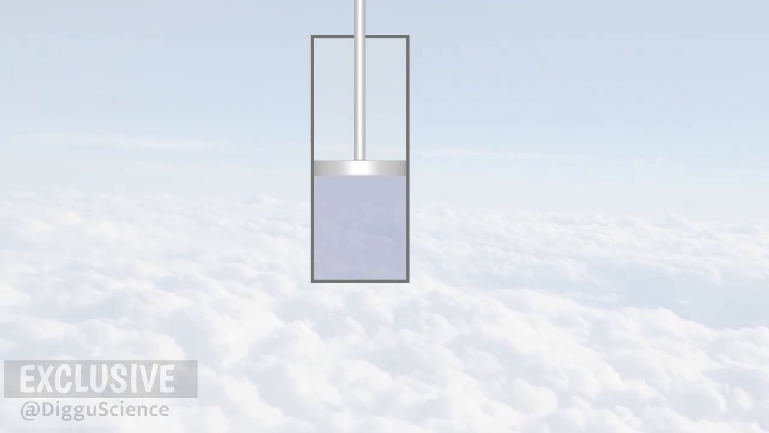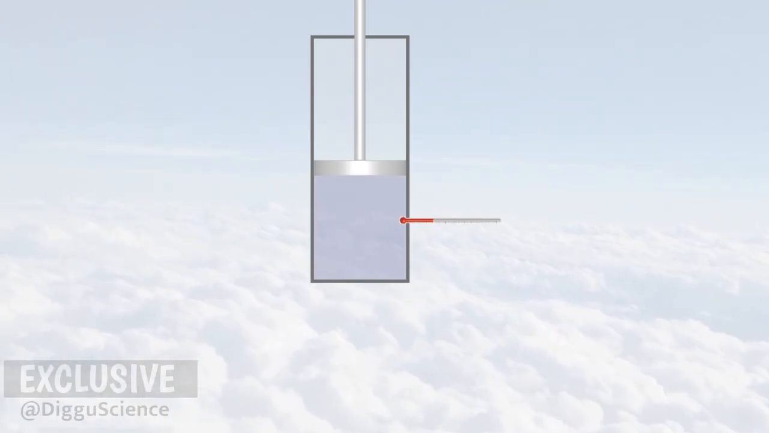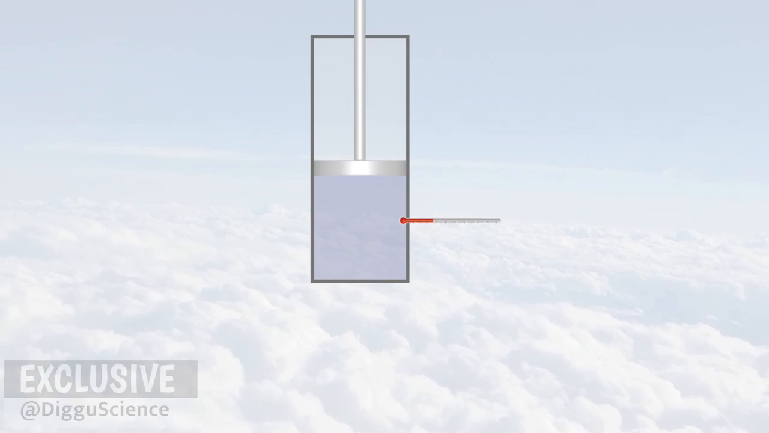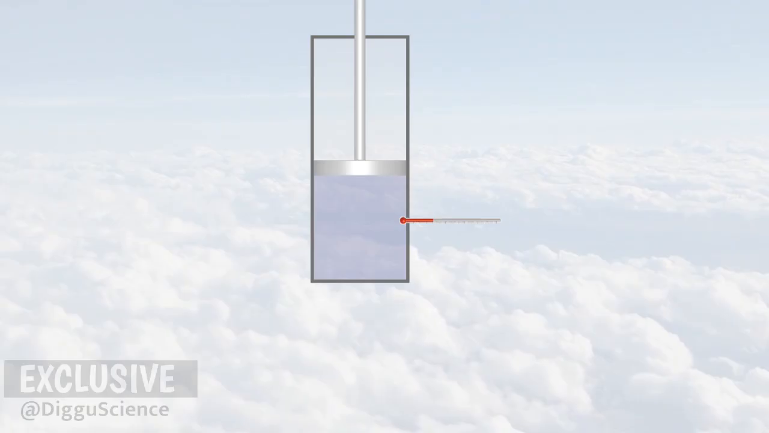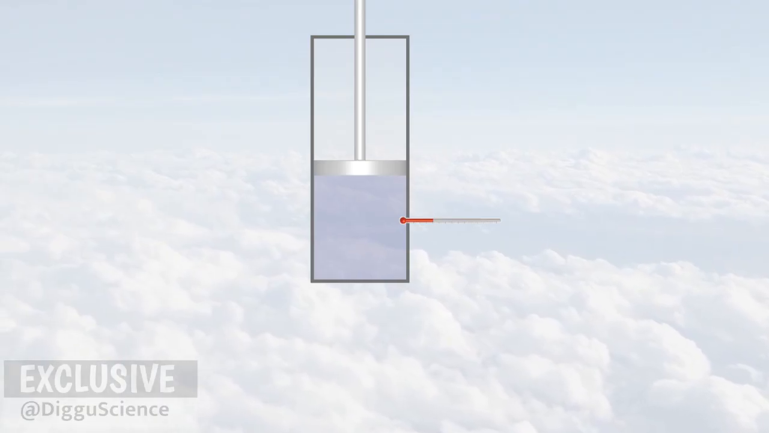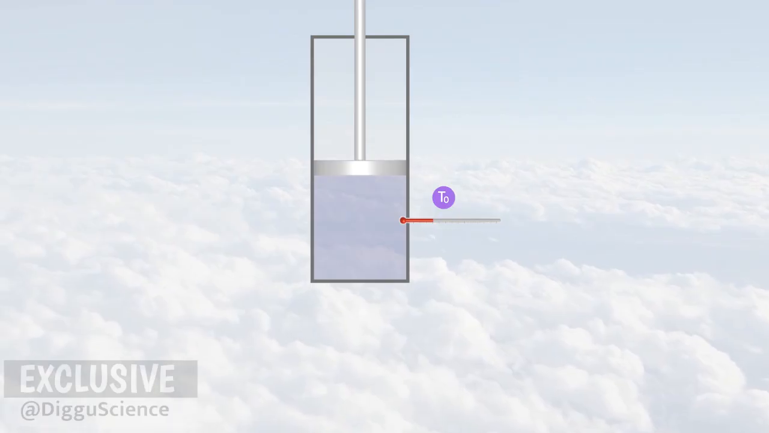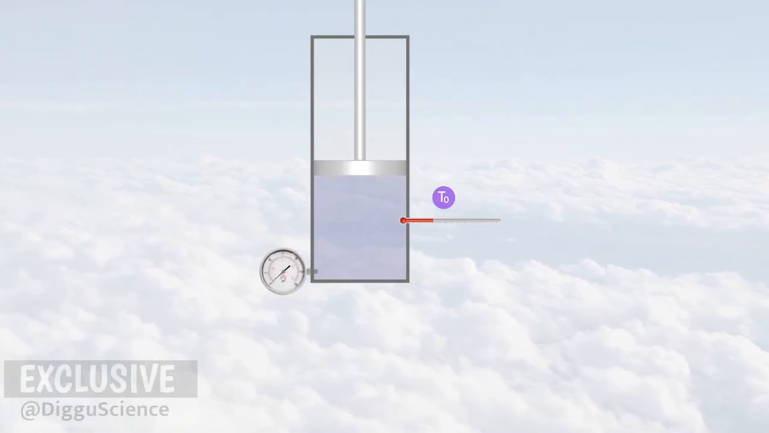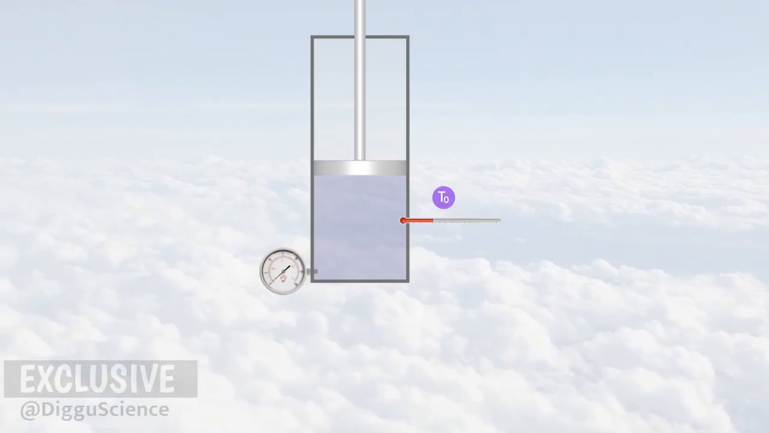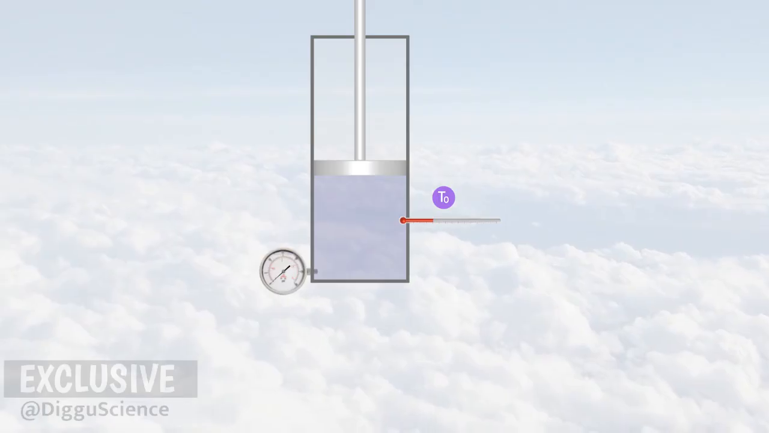There's another additional tool, a thermometer. We can place the thermometer on one side of the vessel. In Boyle's experiment, we will maintain a constant temperature of the ideal gas. Let's call it T0. And a pressure gauge on the other side. It seems all the equipment is assembled.